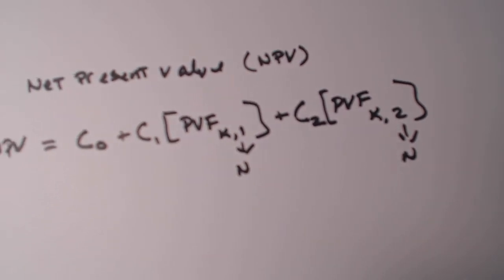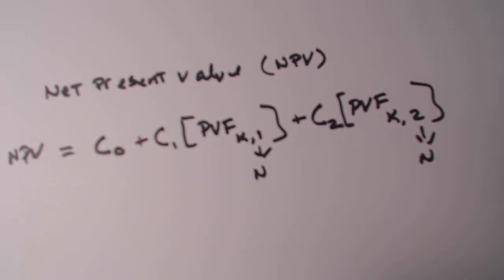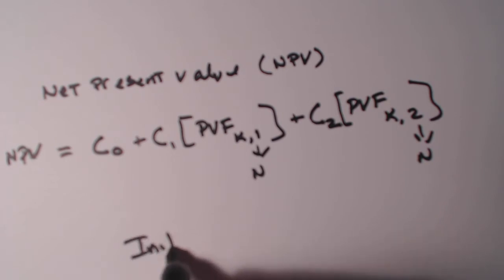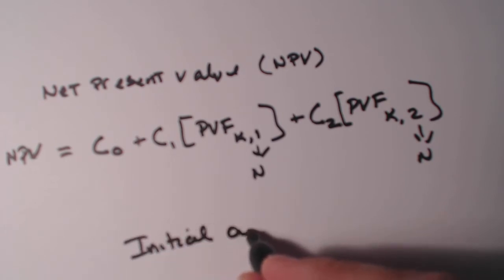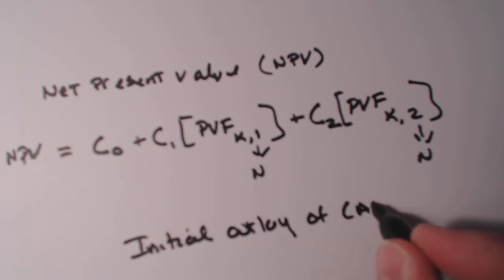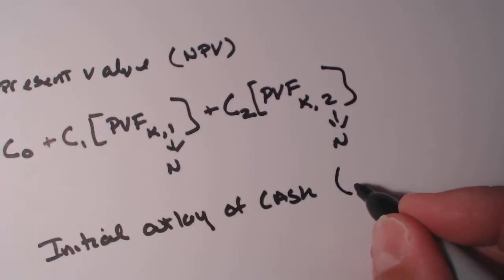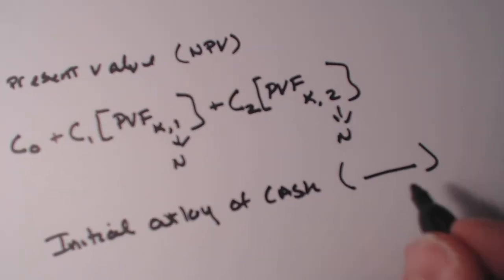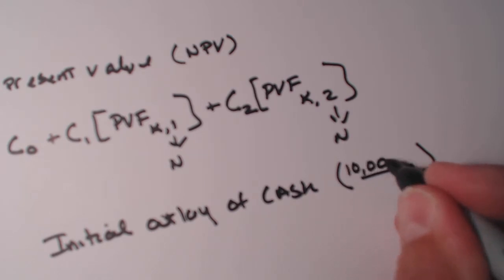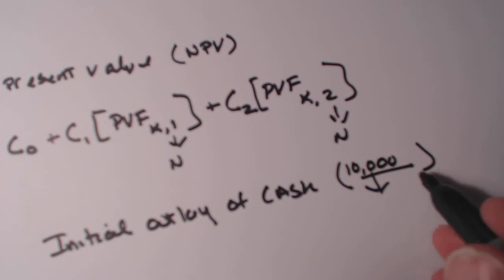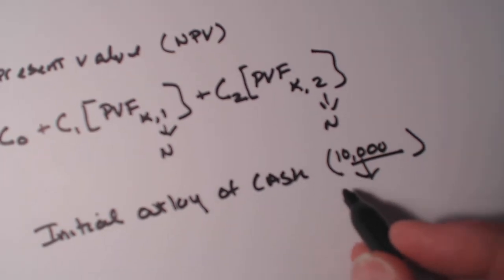Now, the assumption is that you're going to have a problem where somebody is going to start a business and they are going to have an initial outlay of cash. And the initial outlay of cash to get your business started is always going to be in negative parentheses. So say for instance you might put $10,000 down. This is your initial outlay of cash, coming right out of your checking account.